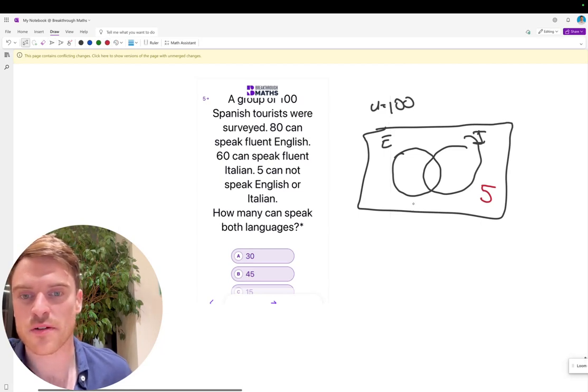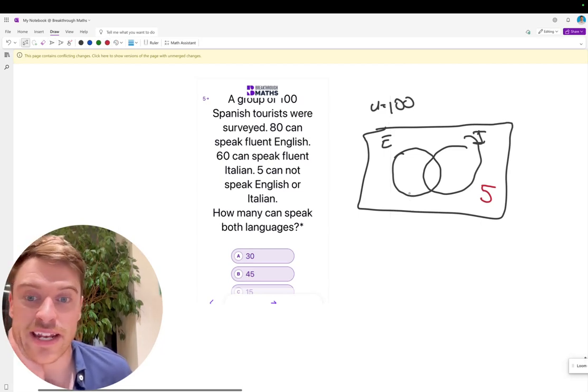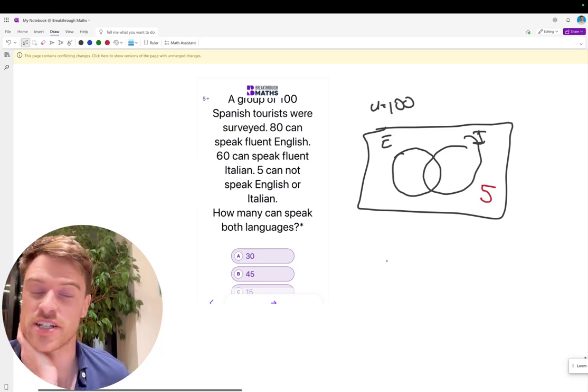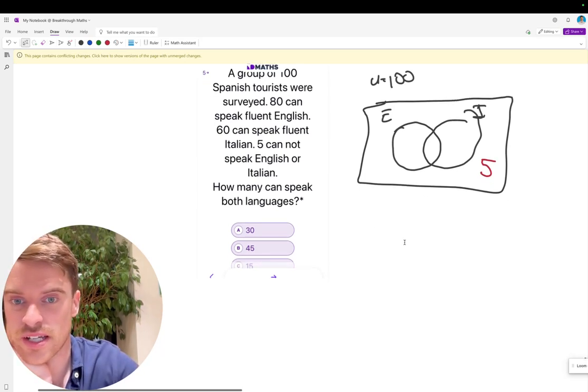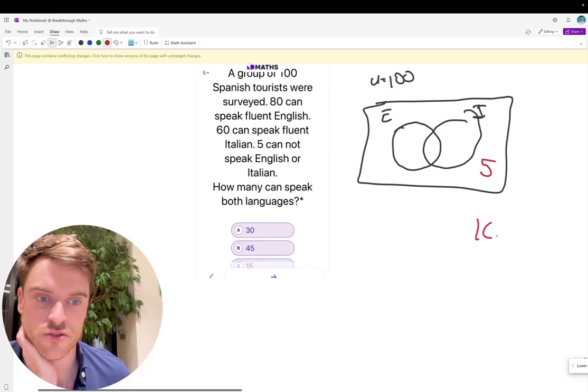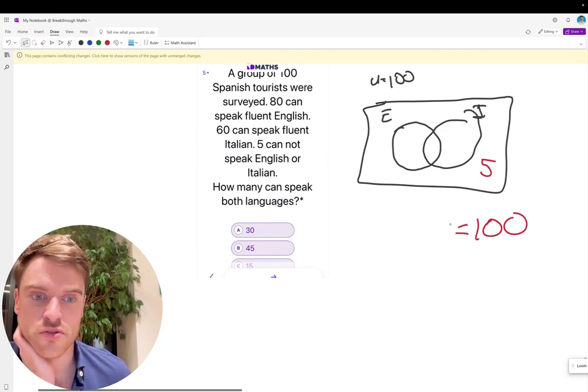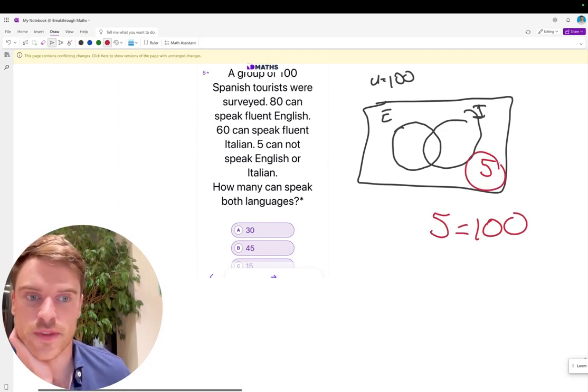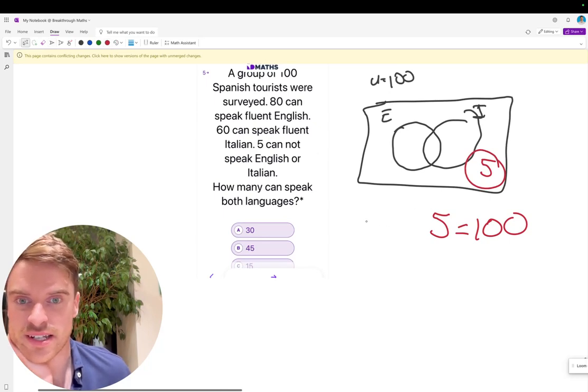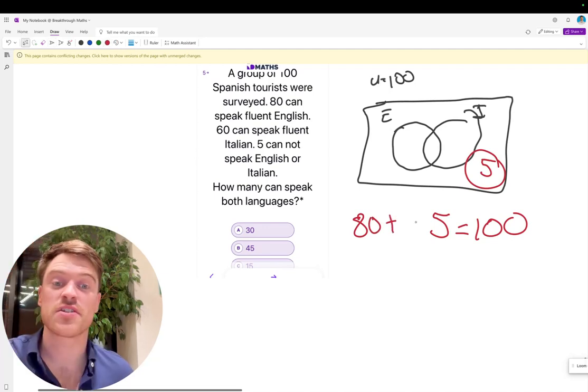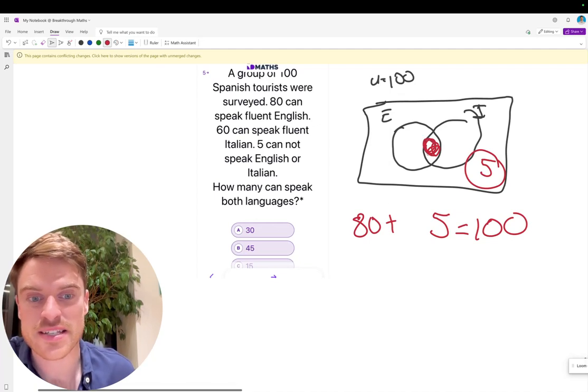How many can speak both languages? We'll find that out. 80 can speak fluent English. So it's actually, you don't have to draw it. You could draw it out, but like you're simply going to say everything must equal 100. Everything must equal 100. You know that 5 of them are definitely counted for. They can't speak it. You know that 80 can speak the bit of English plus. So what you actually find out here is what's in the middle. It's kind of actually basic algebra.